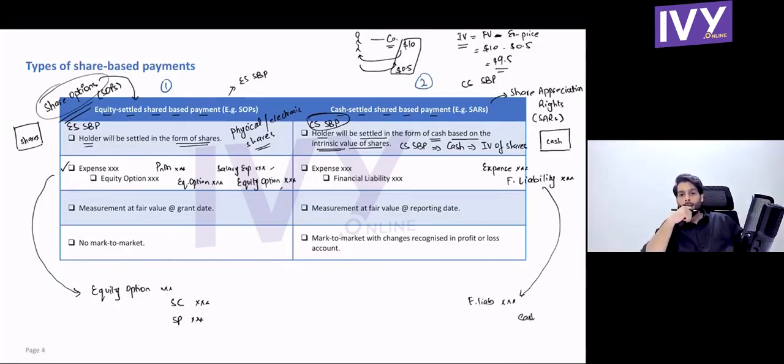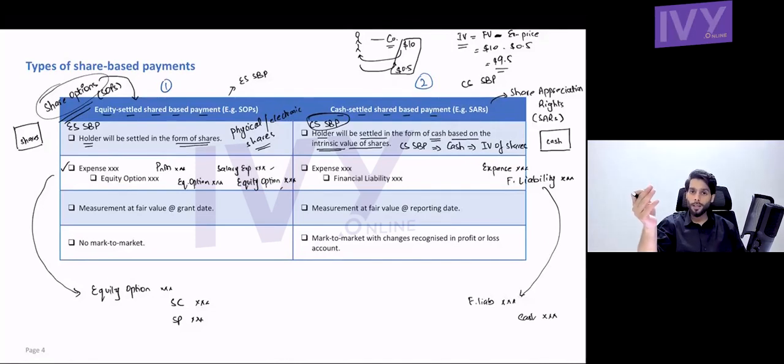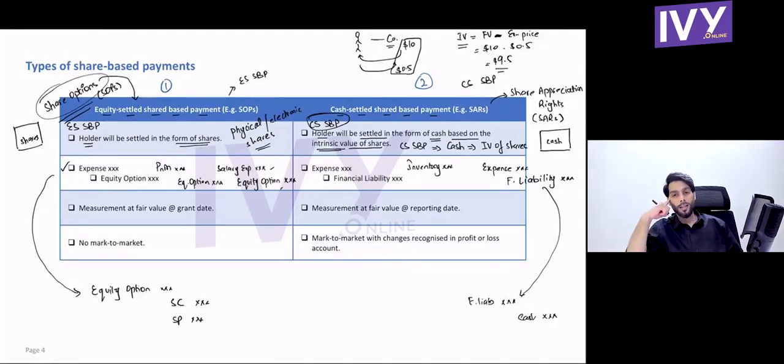All right. Again, the question is, sir, what if we are buying goods and we are promising cash settled share based payment? If you're buying goods, you will debit the inventory. And since you have an obligation to deliver cash based on the value of shares, you will do financial liability credit. So this is the accounting entry that you're going to prepare. All right. So in equity settled share based payment, the entry is expense debit, equity option credit. In cash settled share based payment, the accounting entry is expense debit and liability credit. Expense debit, equity credit; expense debit, liability credit.